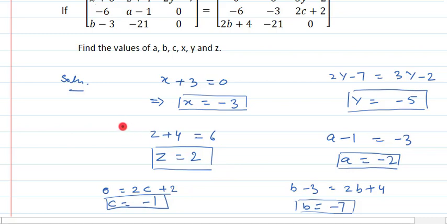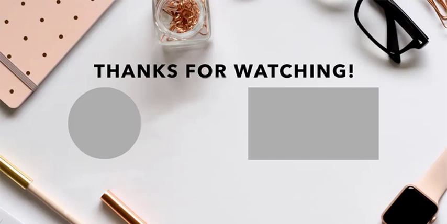So now we have calculated all the values, that is A, B, C, X, Y and Z, by using equality of the matrices. I hope you understood all the topics very well. Try to solve more problems and keep learning.